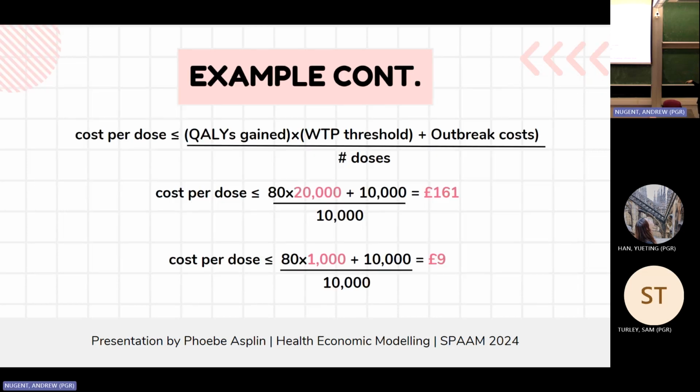So carrying on with our example, at a willingness to pay threshold of £20,000 per QALY, we'd be willing to pay up to £161 per dose. And when our willingness to pay threshold was £1,000 per QALY, we'd only be willing to pay up to £9 per dose.